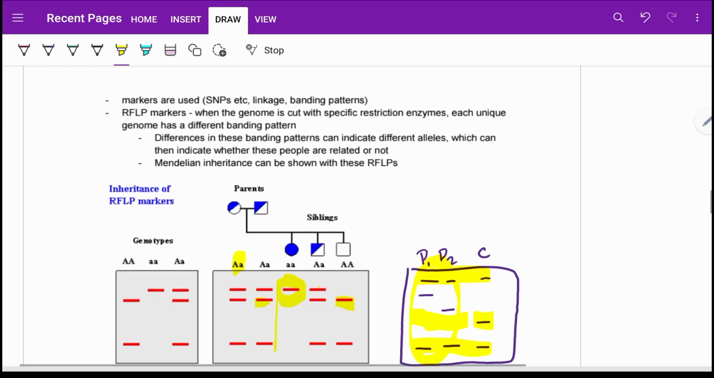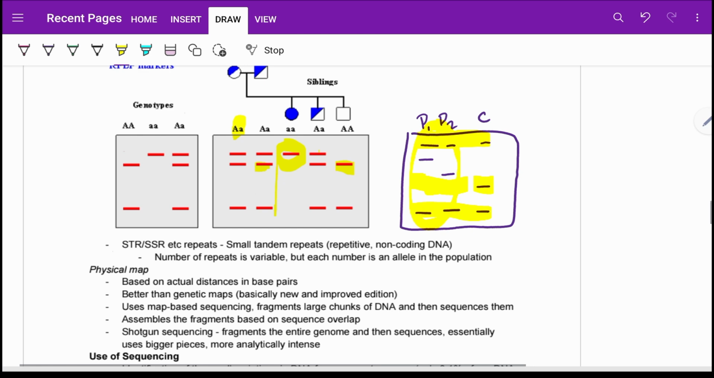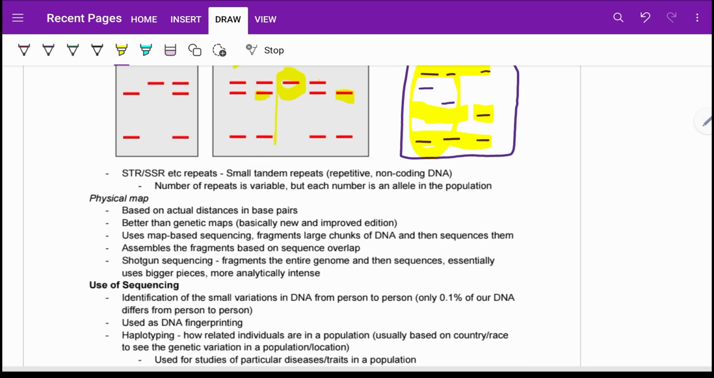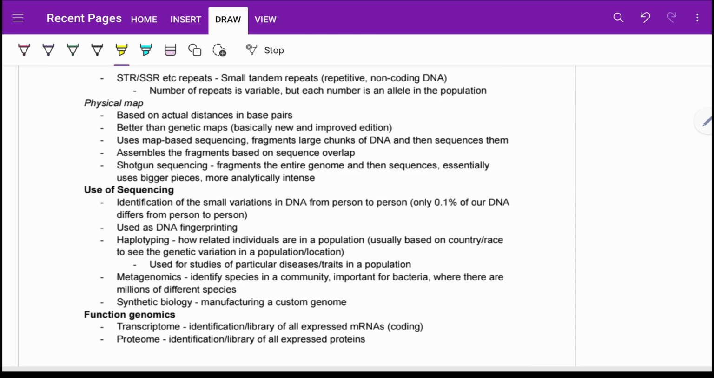The whole thing with RFLPs is that we can compare different alleles without actually sequencing the gene itself. We can compare the alleles between different people and see whether they have the same alleles or different alleles. For these RFLPs, we use short tandem repeats, which are repetitive non-coding DNA, and each person has a certain number of repeats of specific sequences, but each number is a different allele in the population. So if this person has this many repeats and this person has this many repeats, they'll turn out to have different banding patterns, and then we can use that to compare alleles.